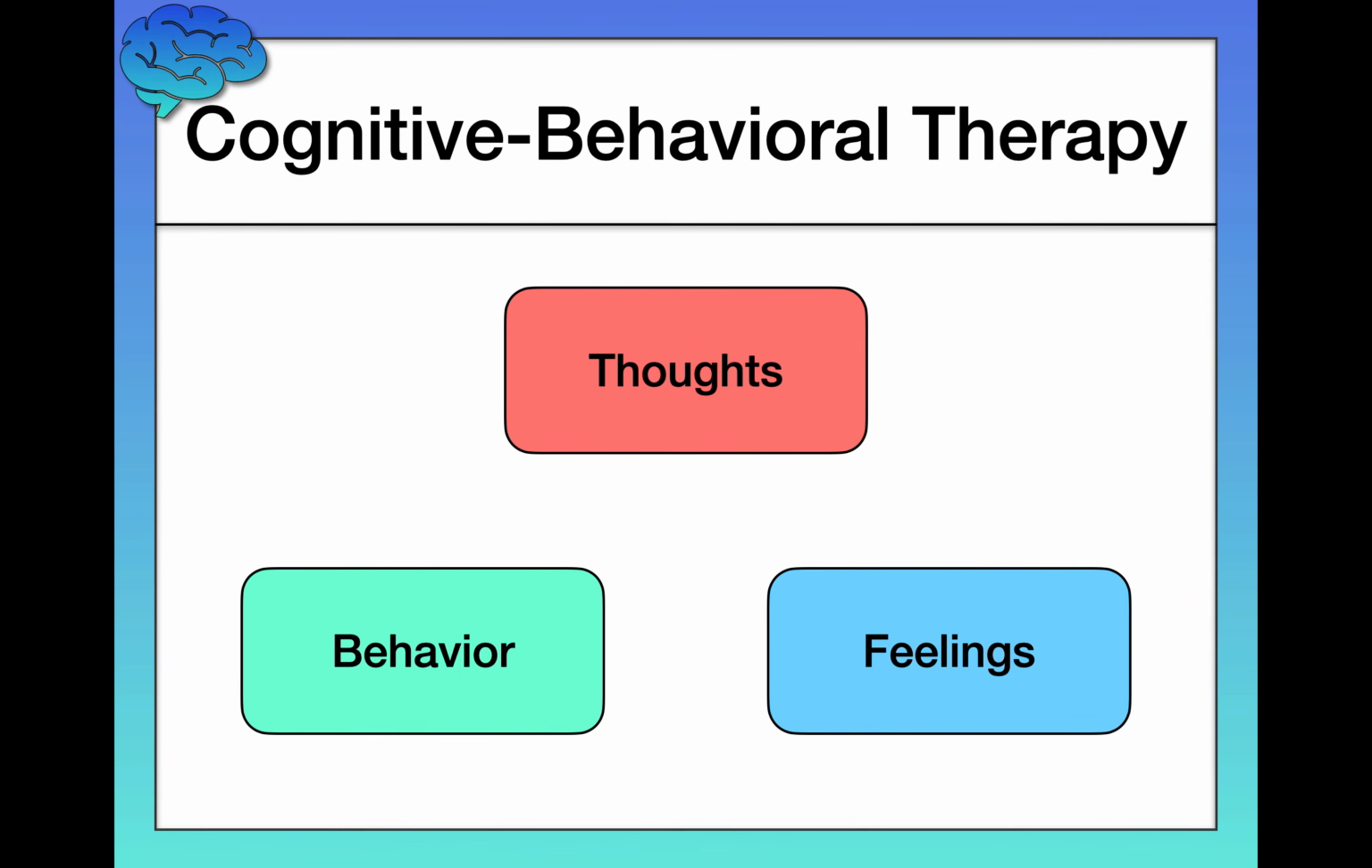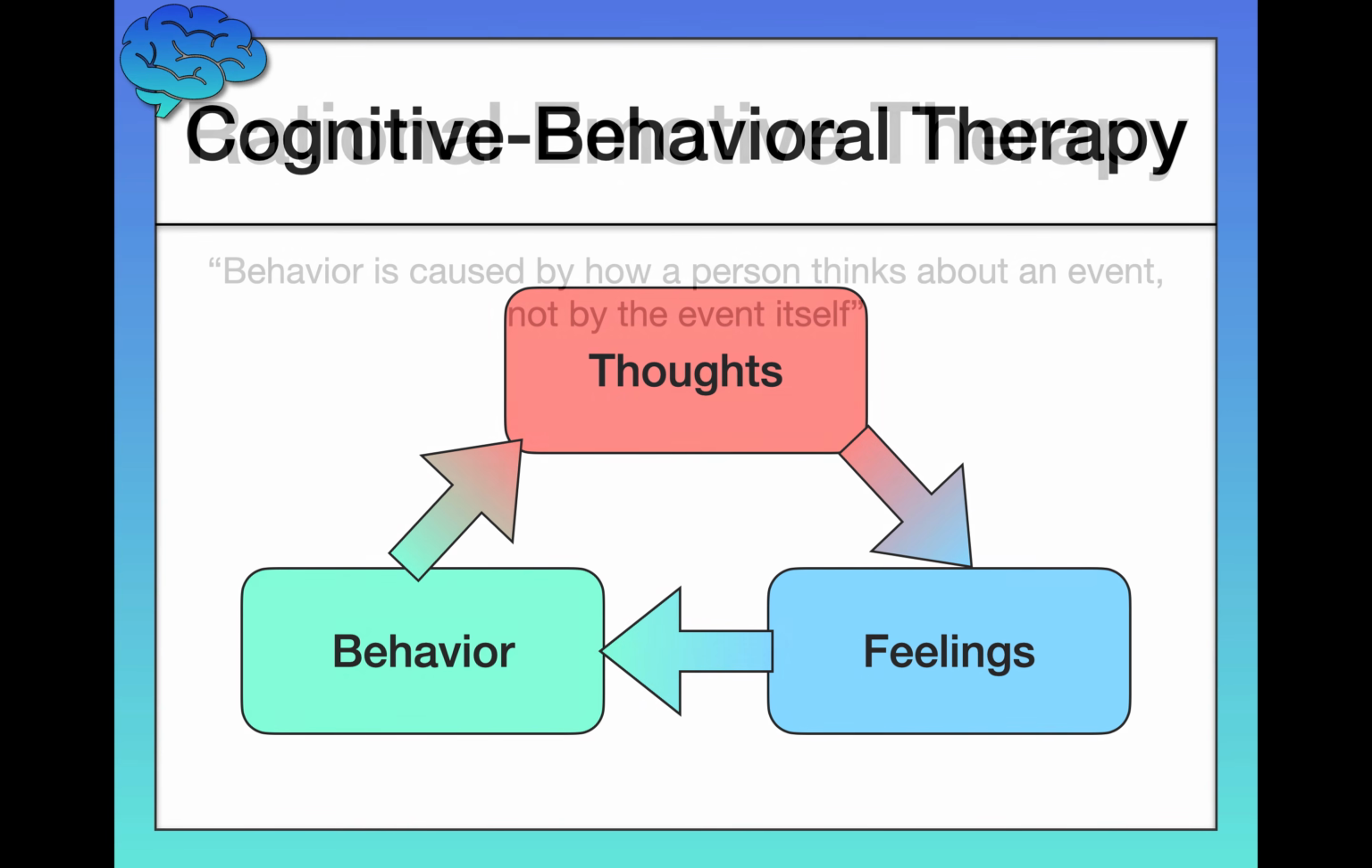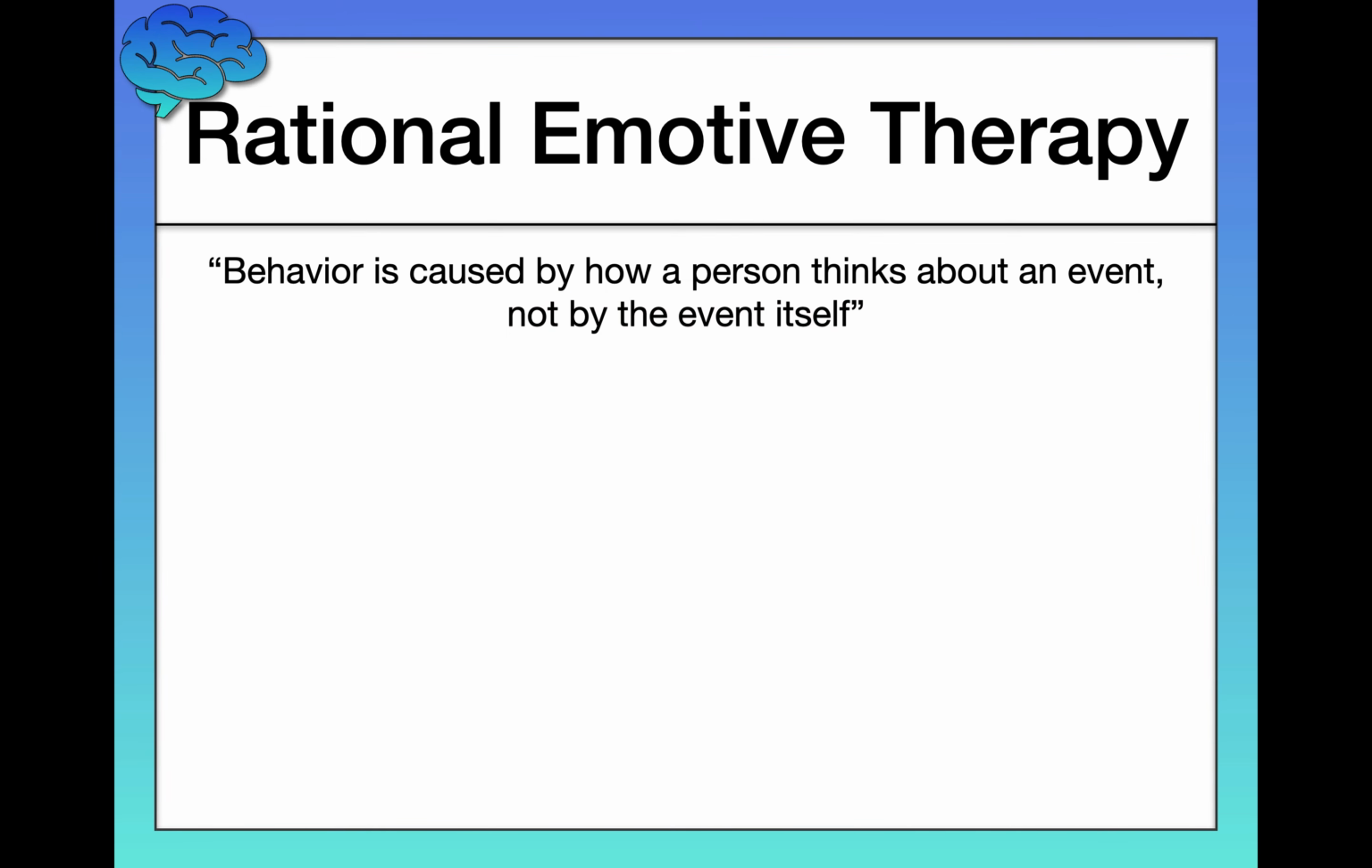Just to reiterate, CBT begins with the understanding that thoughts create feelings, that feelings create behavior, and that behavior reinforces thoughts. If a person's thoughts are negative, their feelings about the situation will be negative, and they will behave in ways that they'd prefer not to. Cognitive behavioral therapy is all about breaking this negative cycle. One of the first forms of CBT was rational emotive therapy, or RET, developed by Albert Ellis as a response to Freudian psychoanalysis. Rational emotive therapy assumes that behavior is caused by how a person thinks about an event, not by the event itself.